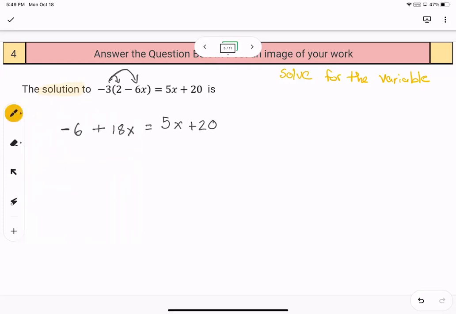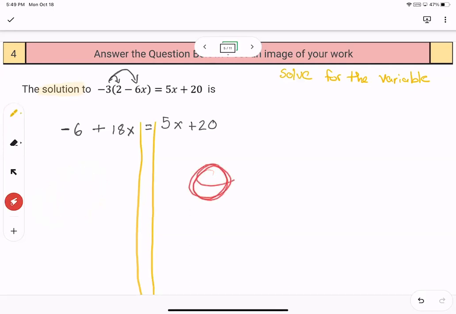So I know I told you guys, whenever we have this, we want to draw two lines by the equal sign so we know our left side of the equation and our right side of the equation. I'm also going to label my terms. -6 is a constant. 18x is a variable term. 5x is a variable term. And 20 is a constant. Now we want to get all the constants to one side and all the variables to the other side. It doesn't matter which side you do it, as long as you get all the constants to one and all the variables to the other.